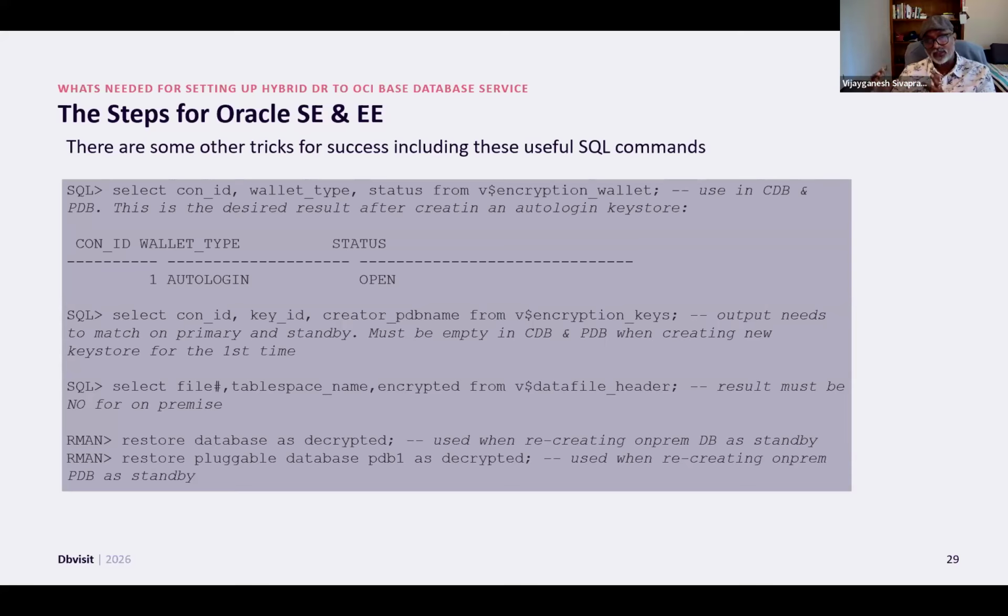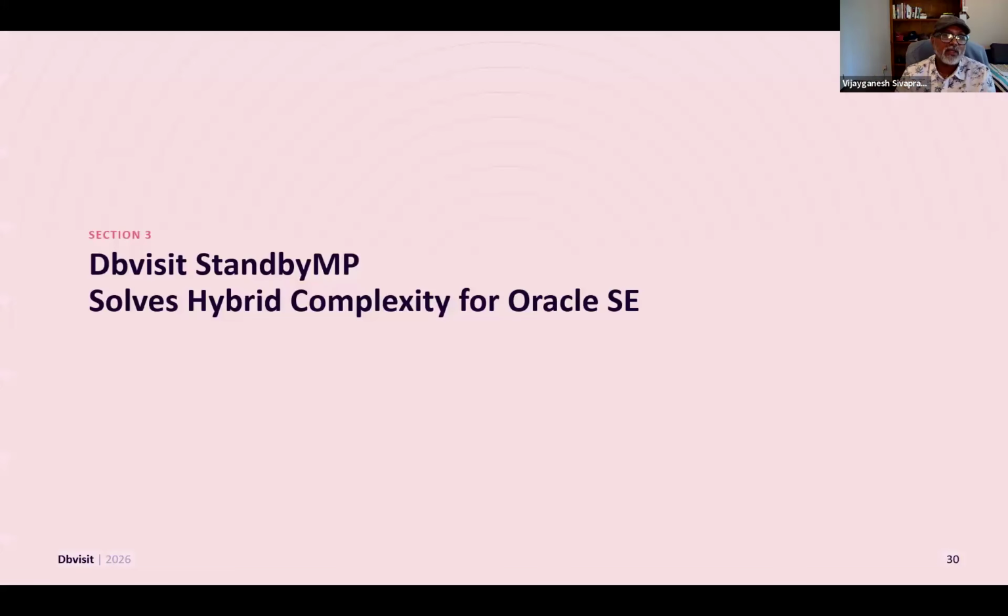So with all this patch, and also there was another bug that we found out in earlier versions with standby file management, and that was also fixed, and everything has been fixed in 19.27. That's the reason we say that 19.27 is the version that we should go to with both standard edition and enterprise edition. So now we saw the complexities with enterprise edition, with data guard and everything. But now let's see how we eliminate this complexity in using dbvisit.